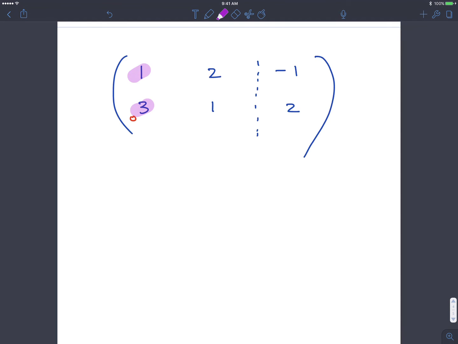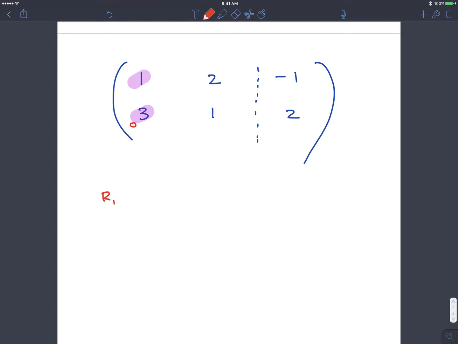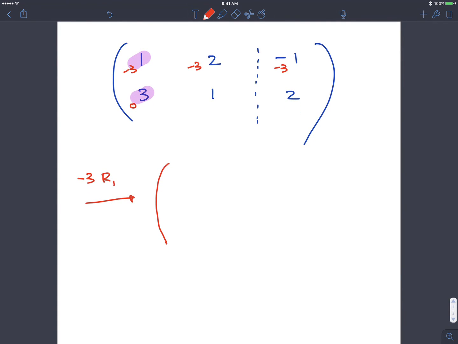The only way I can change an entry is by adding rows. So let's notate that. I can change it by multiplying by a non-zero number. But how do I get this entry to be 0? What we're going to do is multiply row 1 by a negative 3. What that does is I'm going to multiply every one of these values by negative 3.